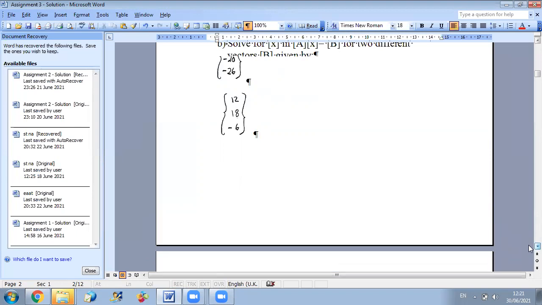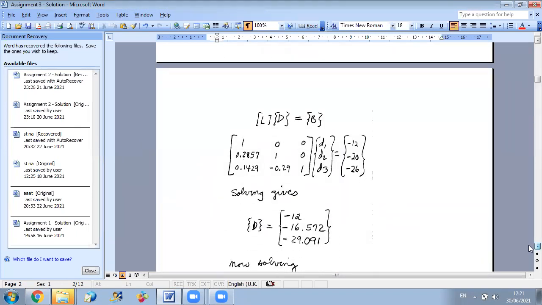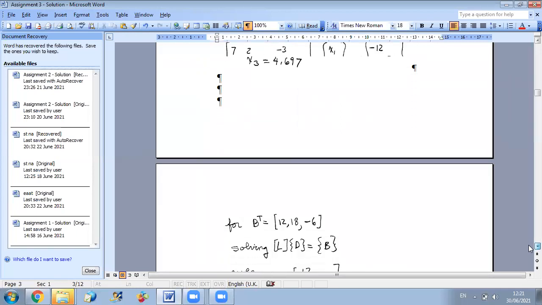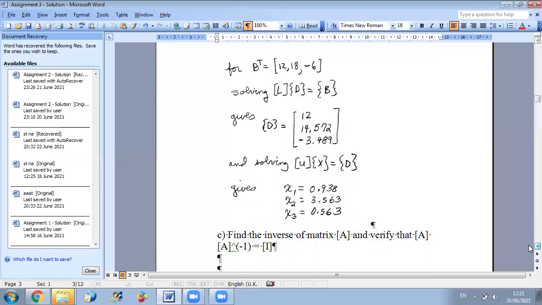Okay. So here they repeated the same procedure for another vector B. All you have to do is the forward substitution and then the backward substitution. I gave you this example so you can see the efficiency of LU: if they give you many B vectors, all you have to do is the final two steps, the forward and then the backward substitution. So this is the advantage of LU.